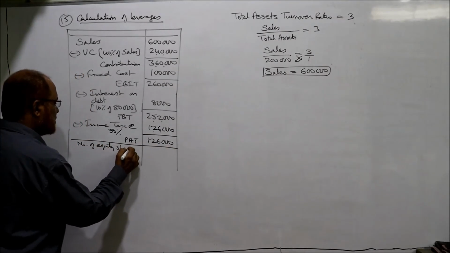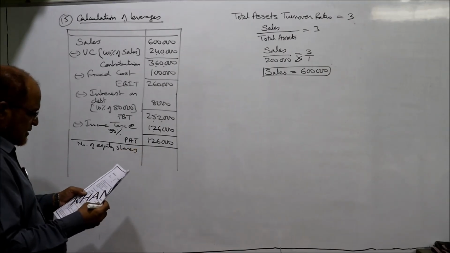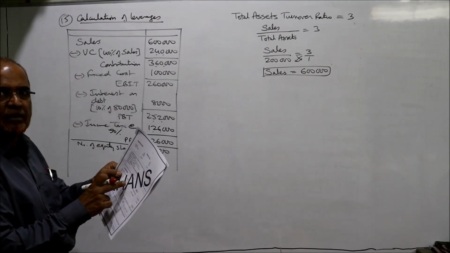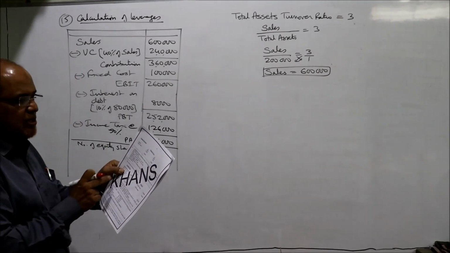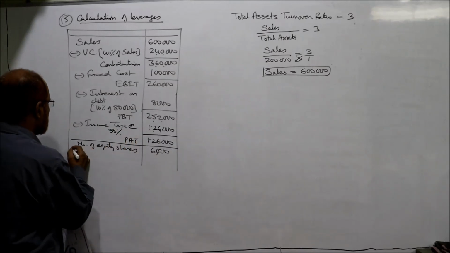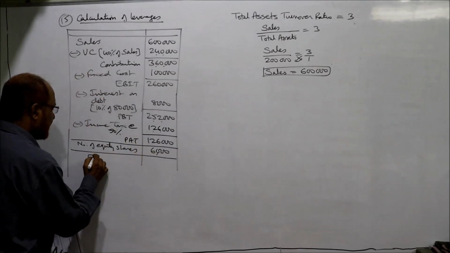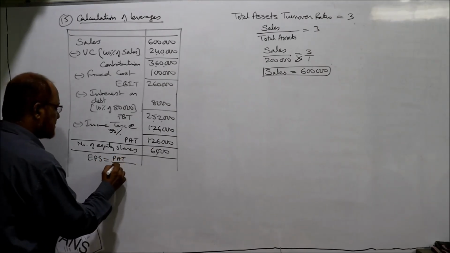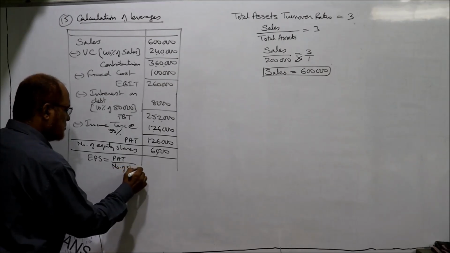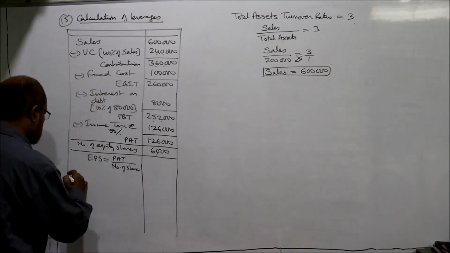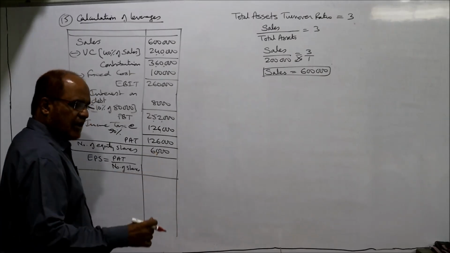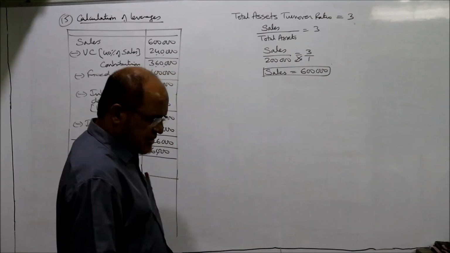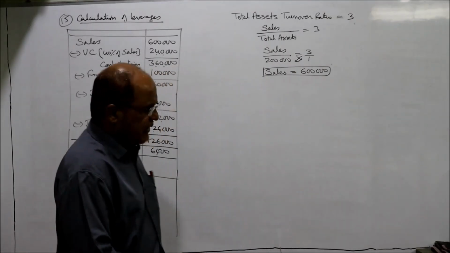Number of equity shares. How many shares are there? 6,000. 60,000 rupees is the share capital and the face value of each share is 10 rupees. So 60,000 divided by 10 is 6,000 shares. EPS. We don't have preference dividend. So 1,26,000 divided by 6,000 is 21 rupees.